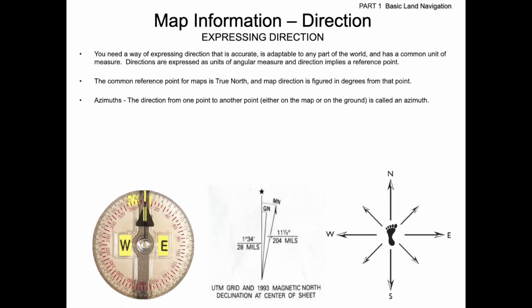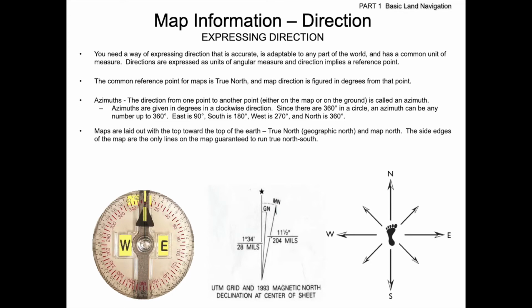Azimuths. The direction from one point to another, either on a map or on the ground, is called an azimuth. Azimuths are given in degrees in a clockwise direction. Since there are 360 degrees in a circle, an azimuth can be any number up to 360 degrees. East is 90 degrees, south is 180, west is 270, and of course north is 360. Maps are laid out with the top towards the top of the earth.